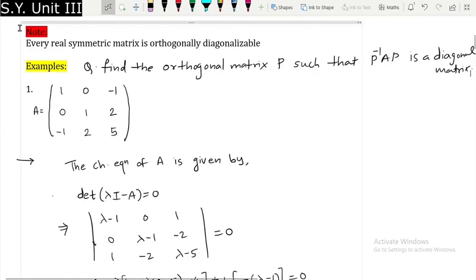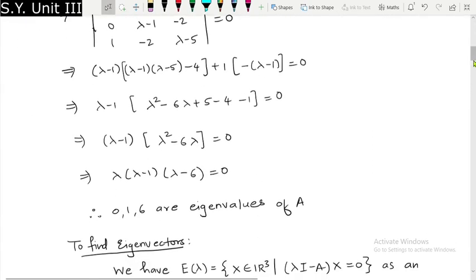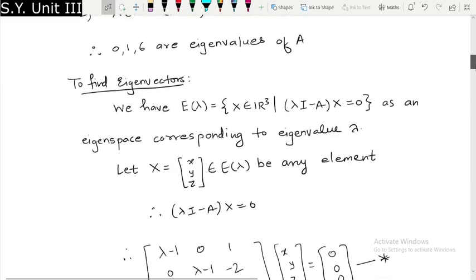So this is going to be orthogonally diagonalizable by using this note. So therefore definitely we will be able to find an orthogonal matrix P such that P inverse AP is a diagonal matrix. So what I have done is I have found the characteristic equation of this matrix. Then by doing certain calculations you get the eigenvalues to be 0, 1, 6. Now I found the eigenvectors corresponding to each eigenvalue.